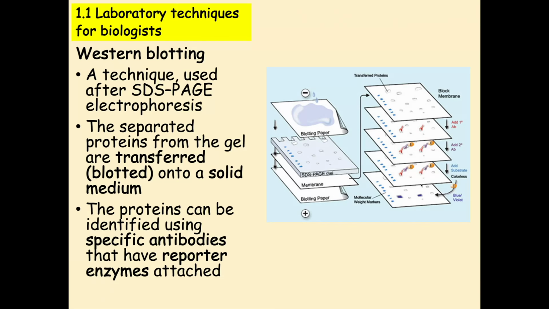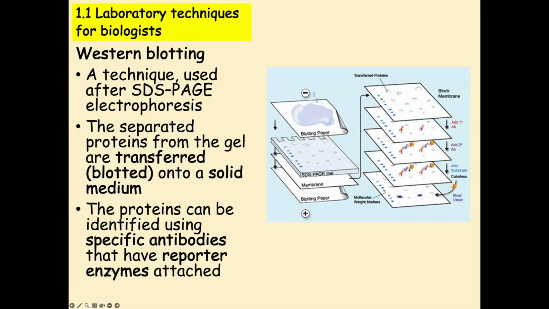Western blotting. So we talked about SDS-PAGE as a method to carry out electrophoresis earlier on. We were separating by size alone. Now, once those proteins are separated in the gel, we can then transfer them, or blot them, that's why it's called Western blotting, onto a solid medium. So we're going to blot this SDS-PAGE gel here onto a solid medium. Then we're going to add a specific antibody. You can see those little Y-shaped antibodies there. They have the reporter enzyme attached to them. You can see the little orange E there, that's the reporter enzyme.